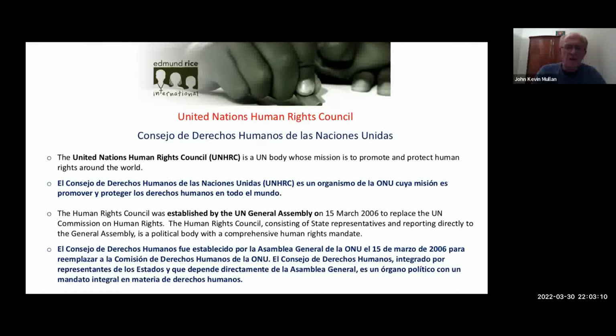So the Human Rights Council has been there for about 16 years. And it consists of state representatives and reports directly to the General Assembly. So the Human Rights Council is a political body with a comprehensive human rights mandate, established by the General Assembly and reporting to the General Assembly.